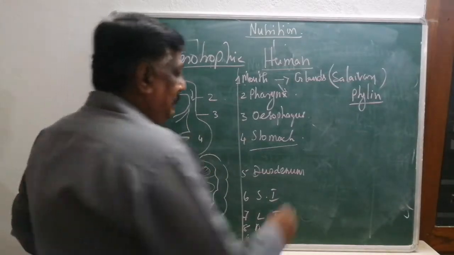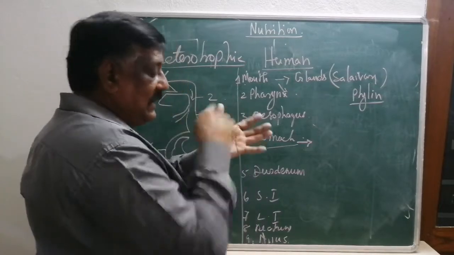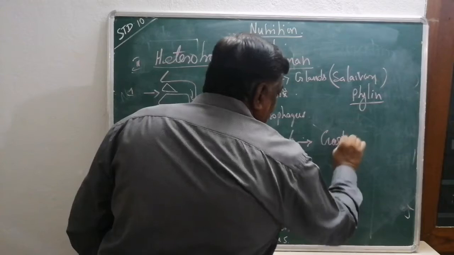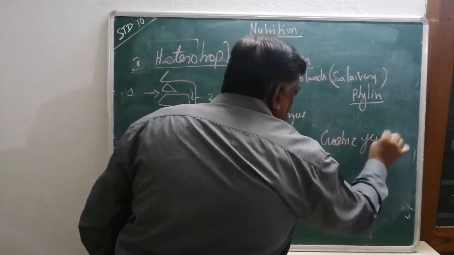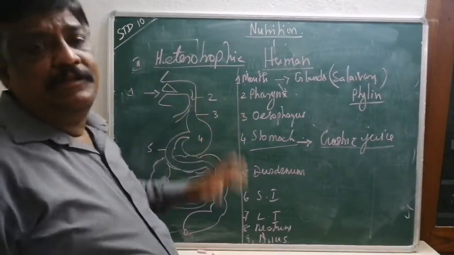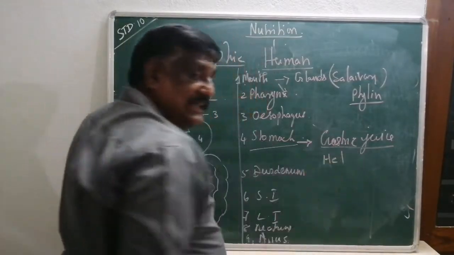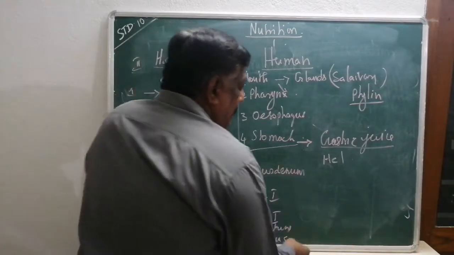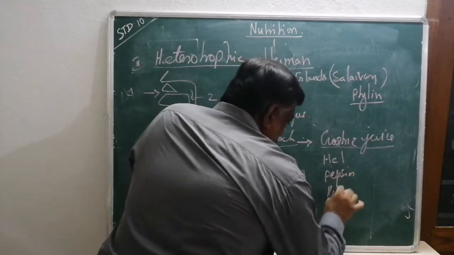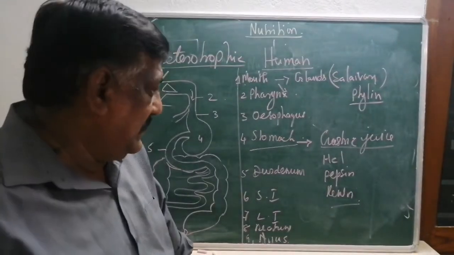And there are a lot of enzymes secreted by the inner walls of the stomach. Totally it is called the gastric juice. It has a lot of chemicals. What are the chemicals? Some acids are synthesized and prepared. Pepsin and renin are the two enzymes which are prepared.